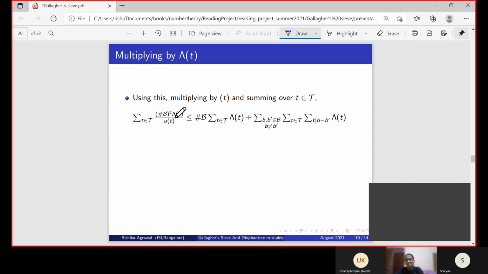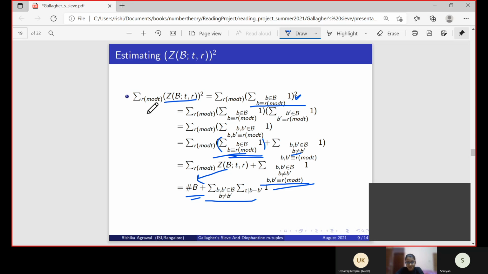Okay, so using this, what we have achieved here is that the summation over r mod t of Z(B, t, r) whole squared is equal to the size of B plus the summation over b, b prime belonging to B, b not equal to b prime, with t dividing b minus b prime, of 1.